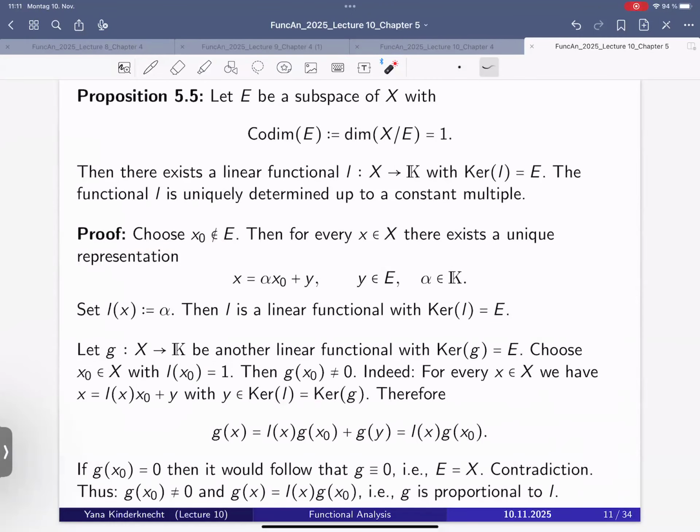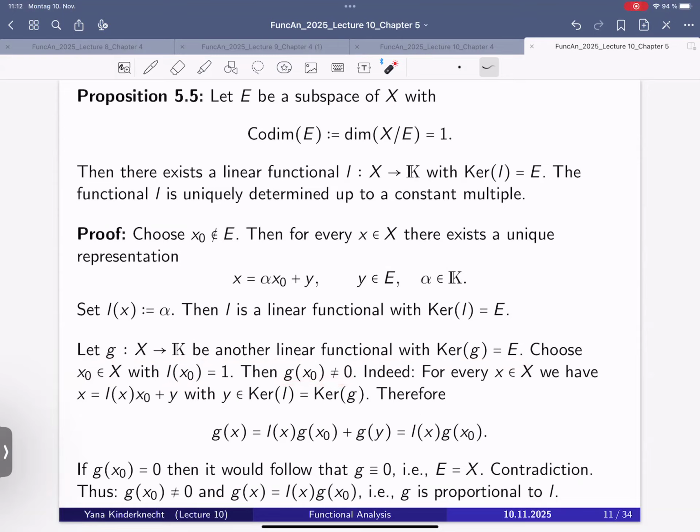So now let G be another linear functional whose kernel is E. So we have shown the existence of L. Now we show the uniqueness. Choose any element x0 satisfying this condition. We have already clarified that we can take any x0 not from the kernel of L, and then normalize it in order to get this identity. Okay. So the first claim is that G evaluated at this point is also non-zero.